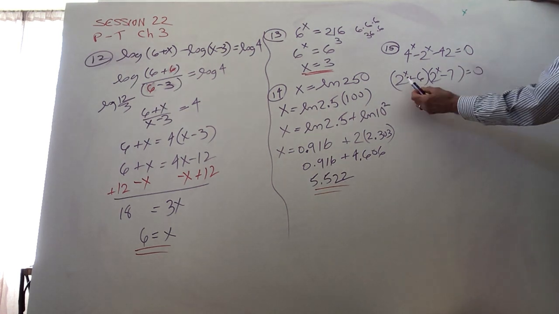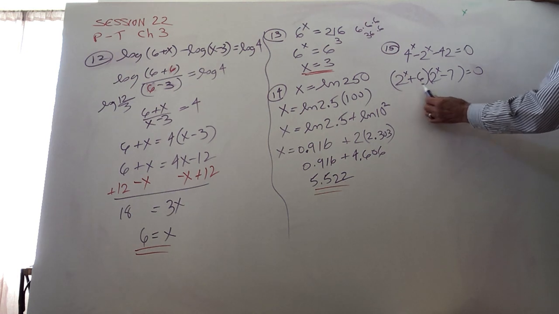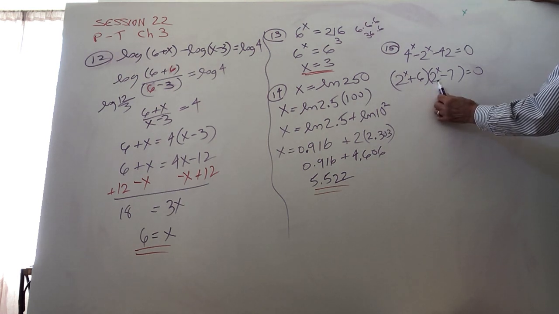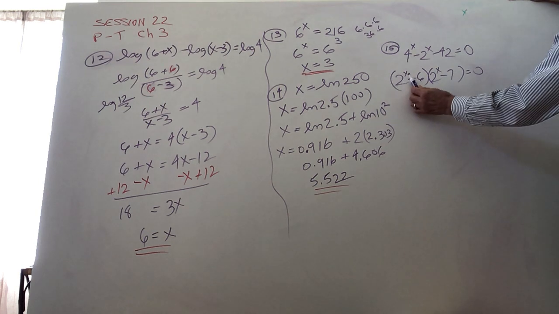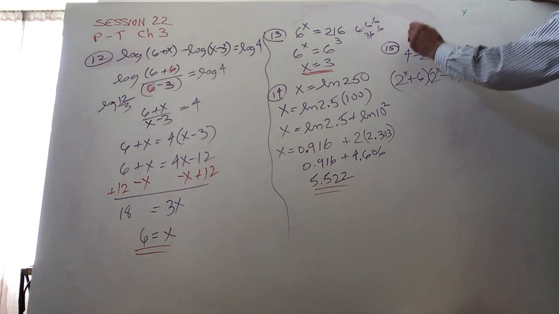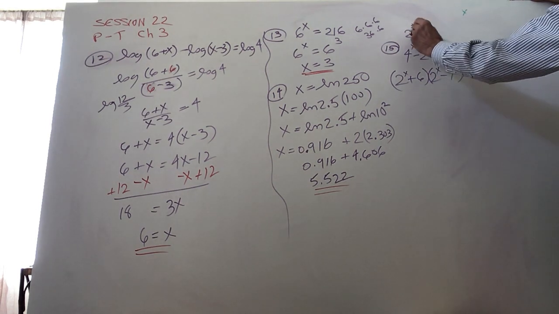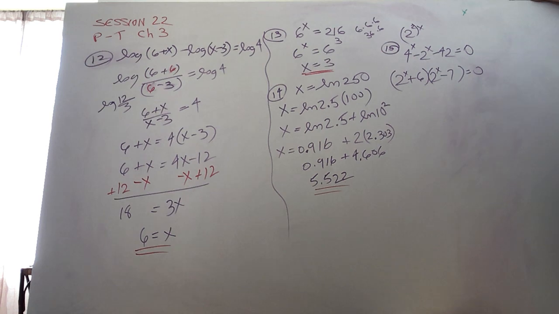You would say the first 2 to the x times 2 to the x is not 4. When you multiply, you keep the base and add the exponents. Keep the base 2, and x plus x is 2x. This is 2 to the 2x. 2 to the 2x, we can just assign those two. That's 4 to the x, isn't it?